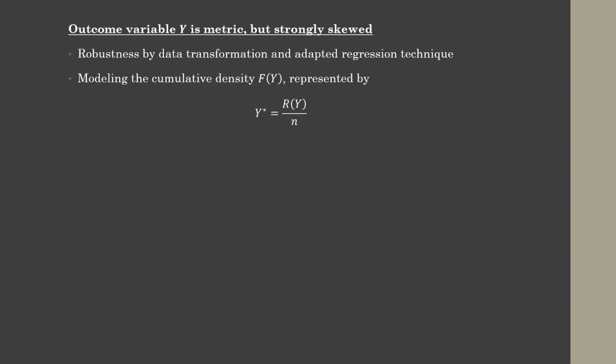In fact, the regression is no longer supposed to use y as a dependent variable, but instead its cumulative density, represented by the mean relative ranks of y, here referred to as y asterisk. This transformation, or alternative to the original dependent variable, reduces skewness by flattening out the distribution, and outliers are brought home.